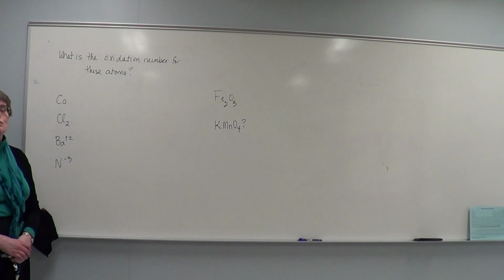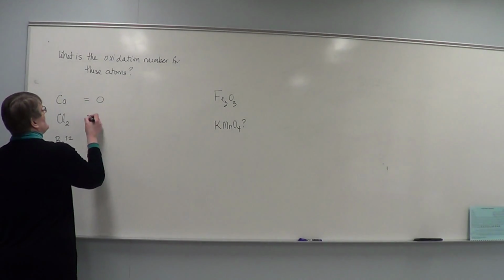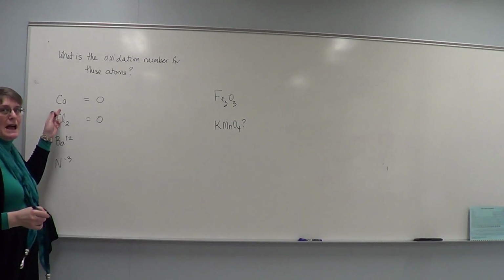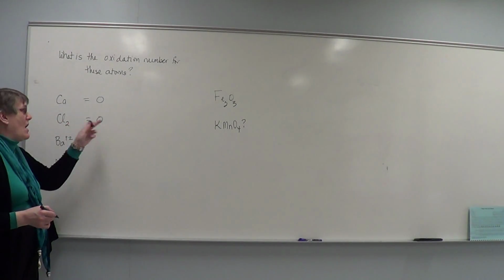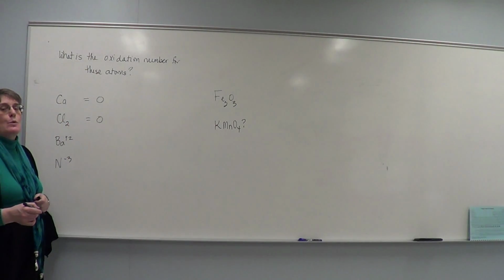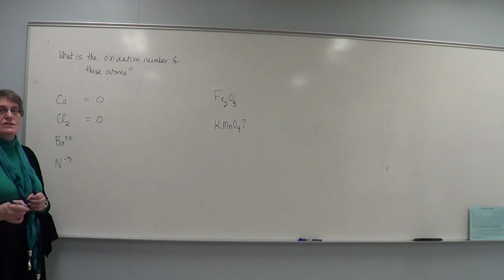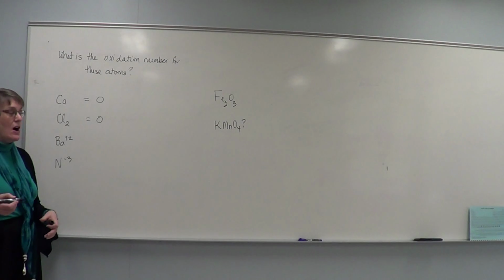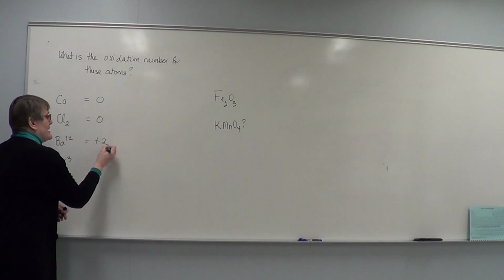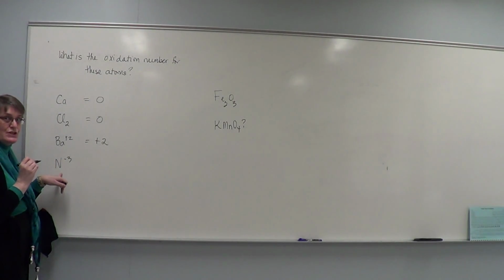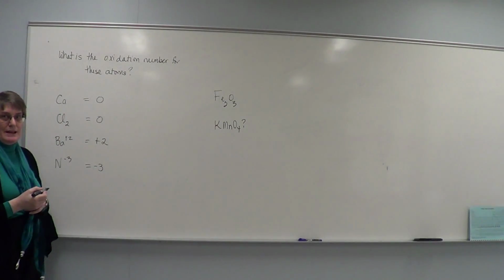They're in their elemental form, and elements have an oxidation number of 0. So whether they're single atoms or in their combined elemental form like chlorine, the oxidation number is still 0. When you're talking about single atom ions, the oxidation number is just the charge on the ion. So if I have barium +2, the oxidation number is +2. If I have nitrogen -3, the oxidation number is -3.